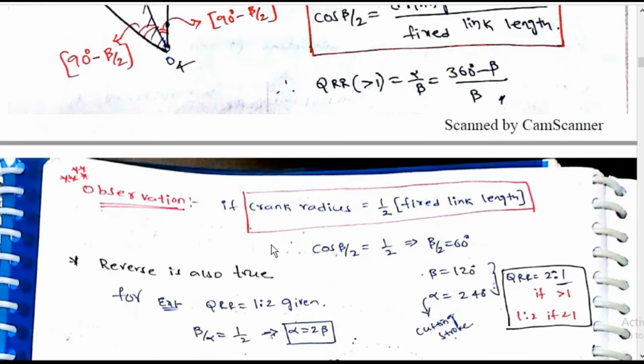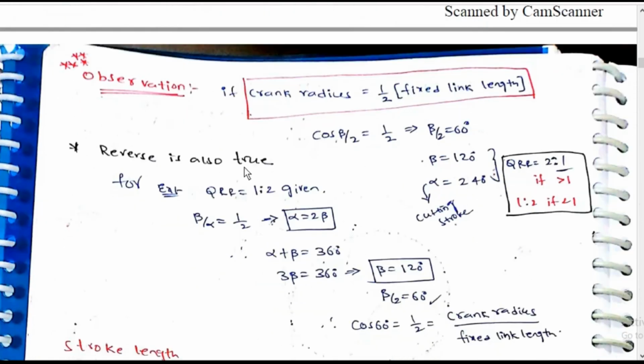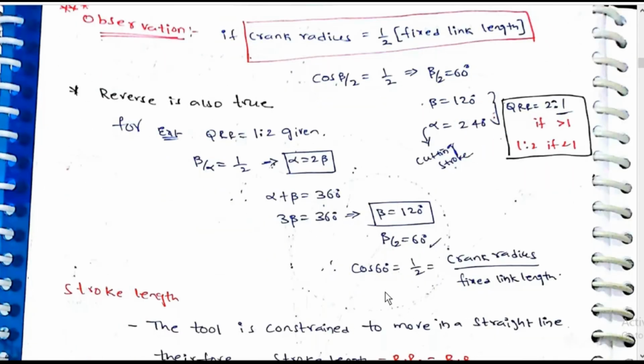Observation: if crank radius is equal to half the fixed link, cos beta by 2 is equal to half, beta by 2 is equal to 60 degrees, beta is equal to 120 degrees, alpha is equal to 240 degrees. Cutting stroke QRR is equal to 2:1 if the ratio is greater than 1, and 1:2 if less than 1. The reverse is also true. For example, QRR is equal to 1:2, given beta by alpha is equal to half, alpha is equal to 2 beta, alpha plus beta is equal to 360 degrees, 3 beta is equal to 360 degrees, beta is equal to 120 degrees, beta by 2 is equal to 60 degrees, cos 60 degrees is equal to half, which is crank radius by fixed length.